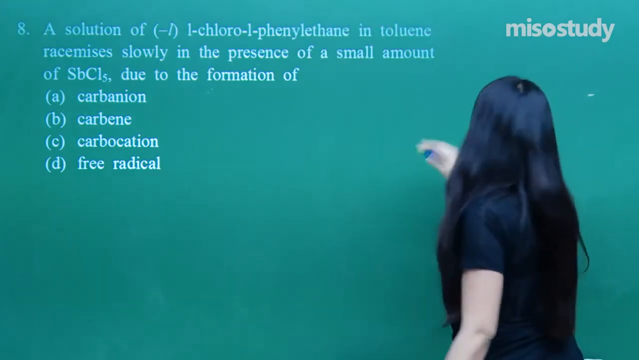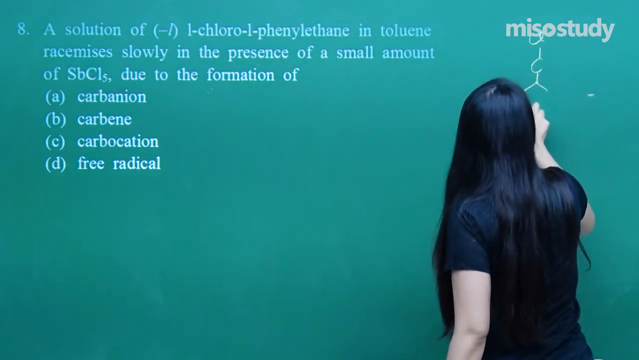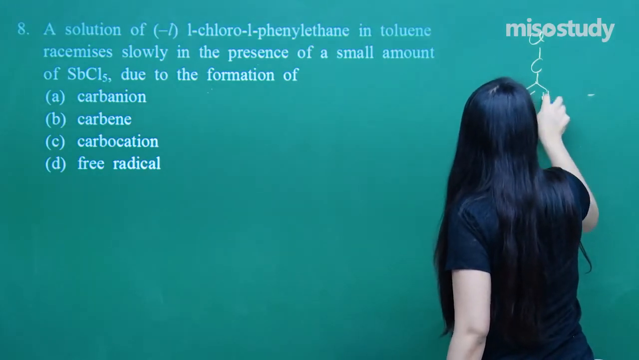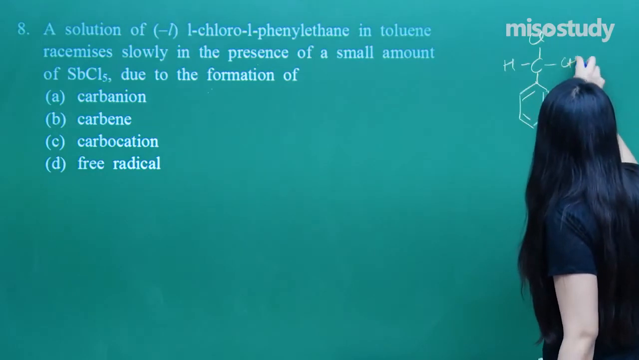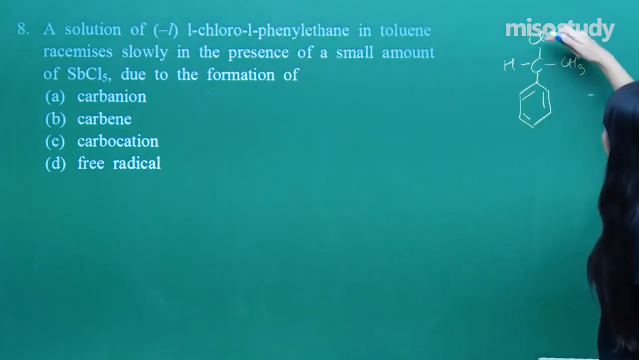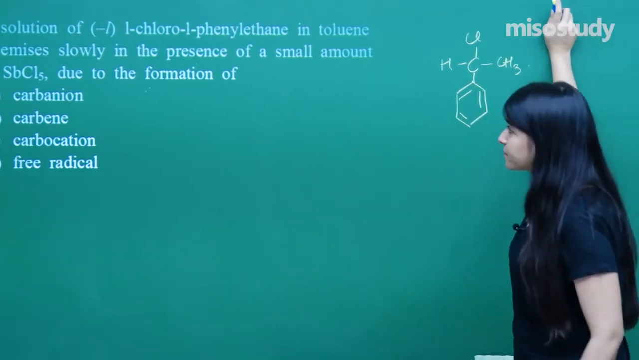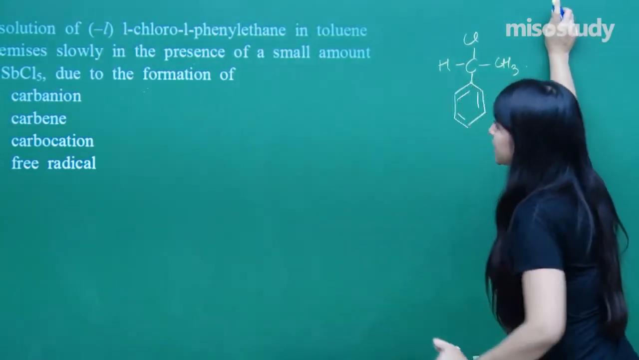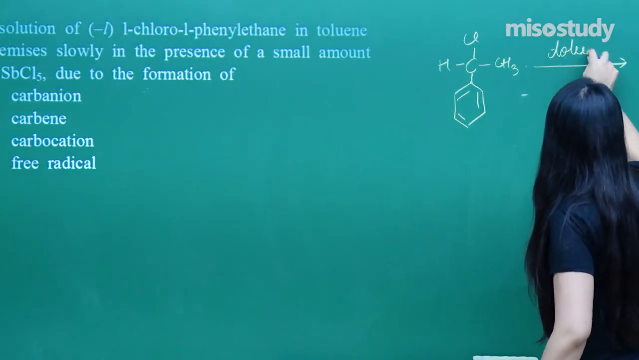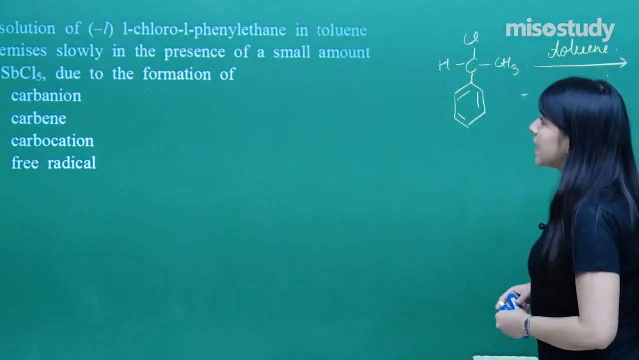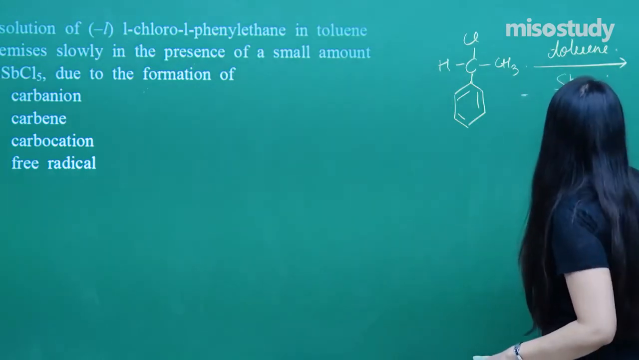I need to make 1-chloro-1-phenyl-ethane. So that is what we need to make: 1-chloro, 1-phenyl, and in total it would be ethane. Now I need this reaction, first of all, with the solvent used, toluene, in the presence of, with what am I reacting it? SbCl5.